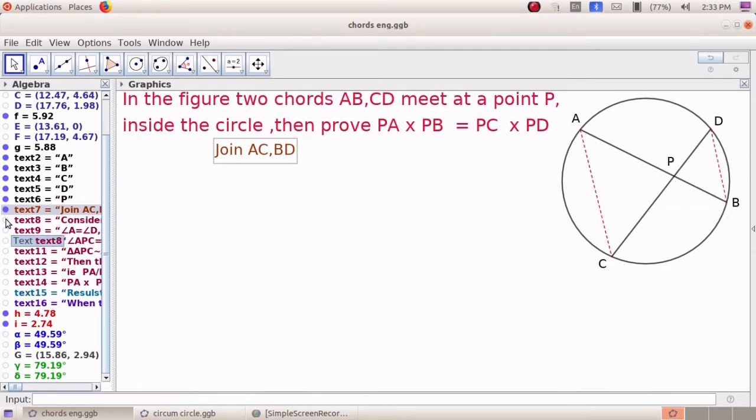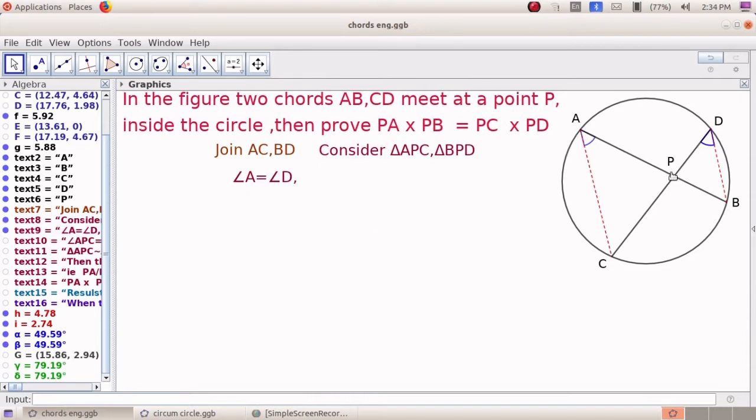On considering these two triangles, we see angle A is equal to angle D. Why are those two angles equal? Those two angles are angles made by the arc BC at its alternate arc. Hence they are equal. We have already said it and proved it. Angle A is equal to angle D, as they are angles made by the arc BC at its alternate arc. In other words, they are angles in the same arc.